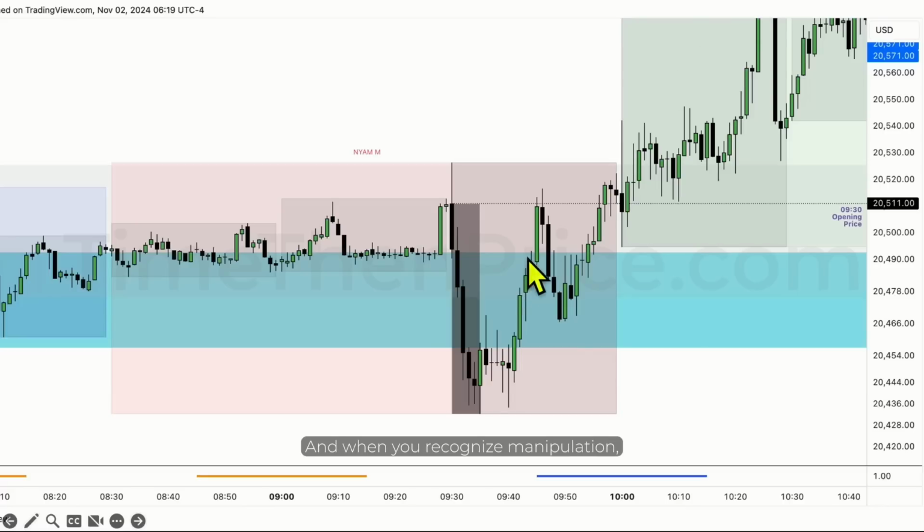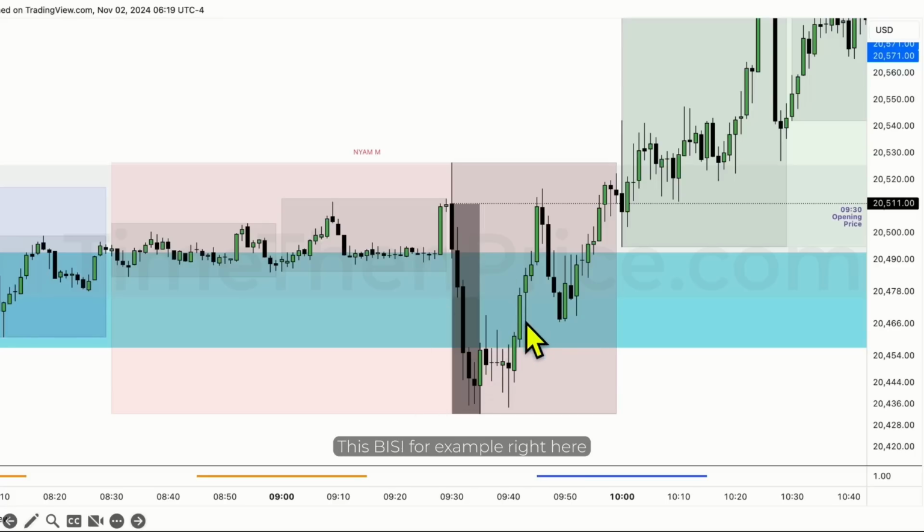And when you recognize manipulation, when you recognize that a low has formed, that the smart money reversal has taken place like it has here, when you can recognize that, every single discount array which will form afterwards can be used for a potential long opportunity, as long as it gets utilized properly when it comes to utilizing the overall range that we're trading in.